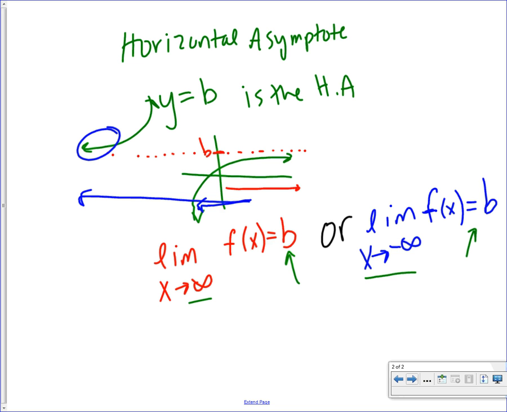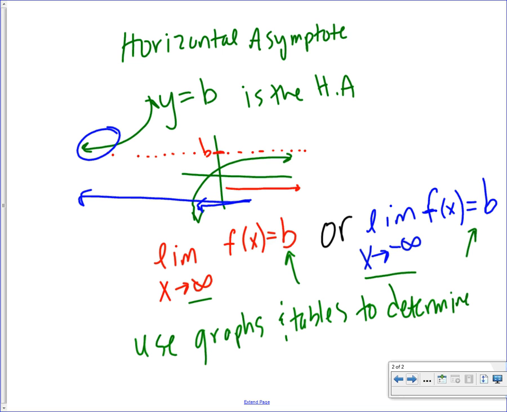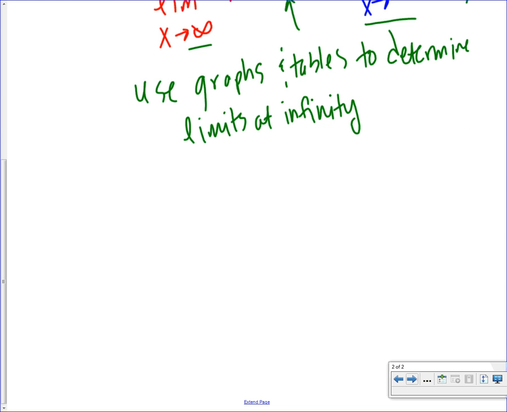So it's important that you remember how to calculate horizontal asymptotes. If you don't remember, take a minute and do a quick internet search on how to calculate a horizontal asymptote. If it's available to you, you can use graphs and tables to help you. Here we used a graph. If it's not available to you, what you want to do is the horizontal asymptote test.